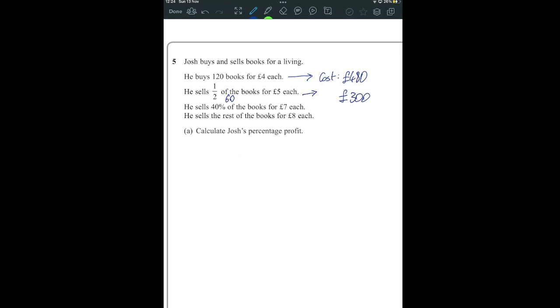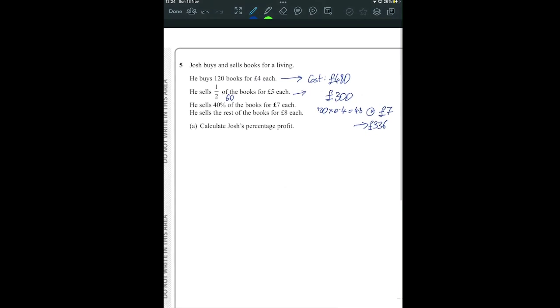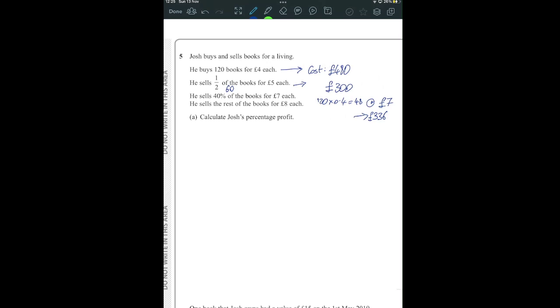40% of the books. Well, 40% of the books, 120 times 0.4 is 48. So we're selling 48 books at £7 each. Well, that gives me an income, 7 times 48, of 336. So I've got 2 incomes, 1 cost, and then finally the rest of the books. Well, the rest of the books, we've already sold 60, we sold 48. That means there are 12 remaining at £8 each, which is giving me another £96. So I've already built everything I need.